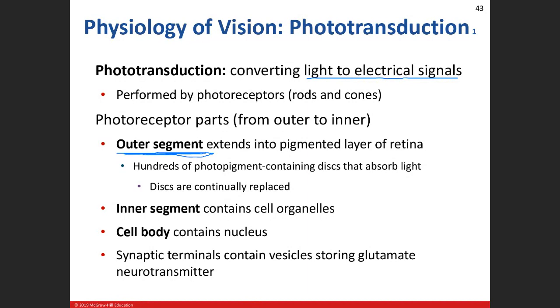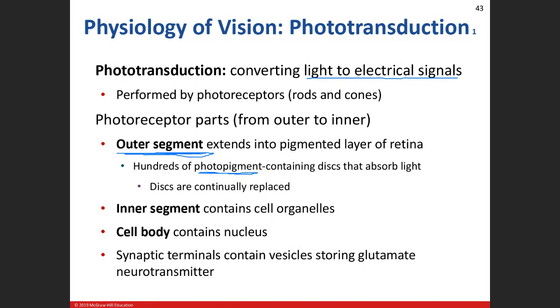The outer segment contains those discs that hold that photopigment. And it's that photopigment that's going to absorb the light energy, and then it's going to cause some sort of configuration change, which we'll talk about here in a second, in the molecules of that photopigment. And then we'll elicit some sort of response.